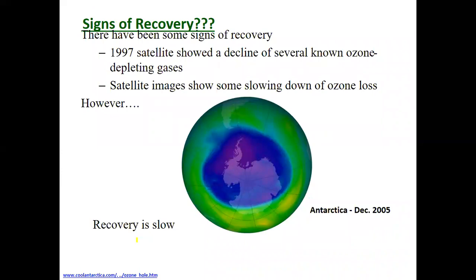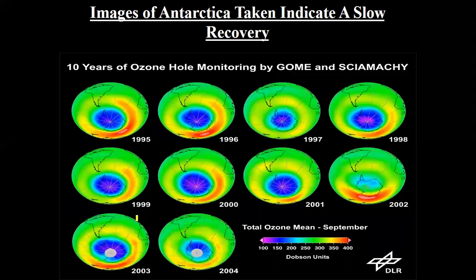So there are now signs of recovery. In 1997, satellites showed a decline of several non-ozone depleting gases, because after the implementation of the Montreal Protocol, some gases were phased out. Because of that, the release of gases into the atmosphere slowed down. These satellite images showed a decline of several ozone-depleting gases and a slowing down of ozone loss. However, the recovery is very slow.